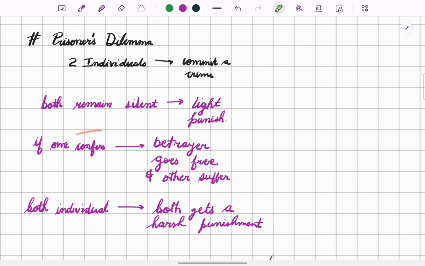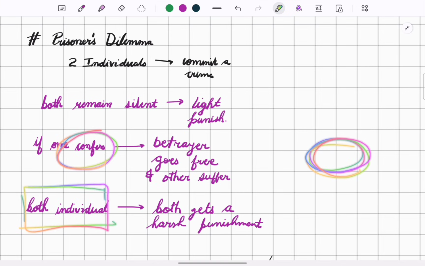In the next scenario he thinks that if he confesses but the other individual also chooses to confess, in that scenario they will land up in this case that both individuals will confess.